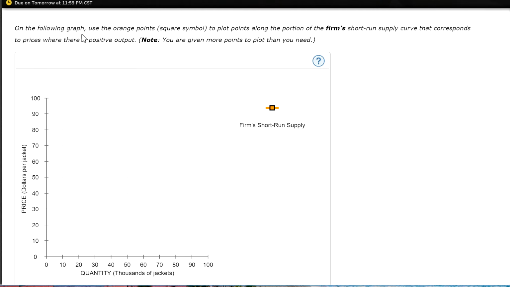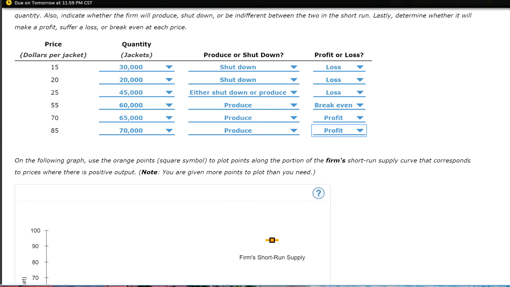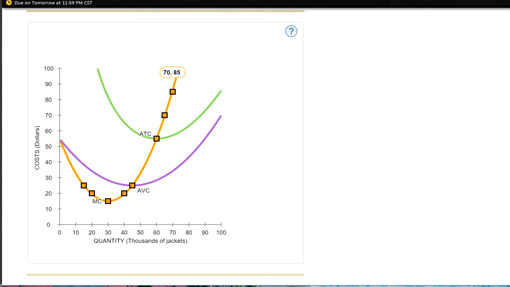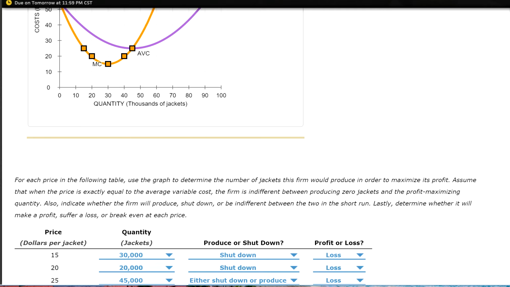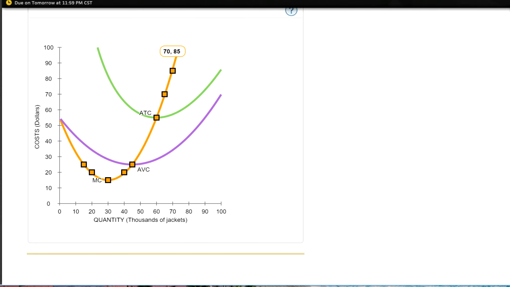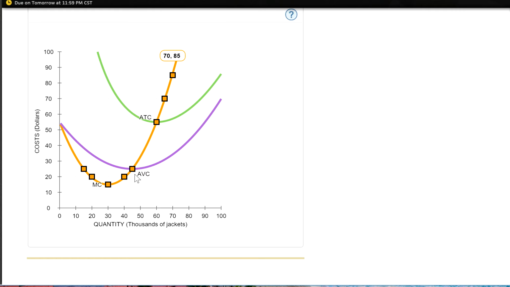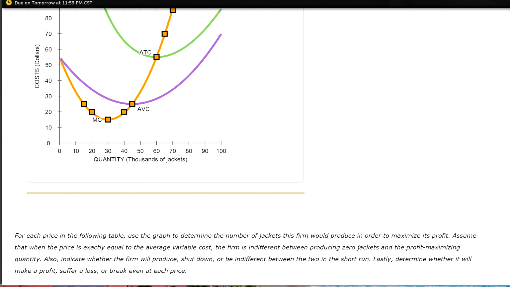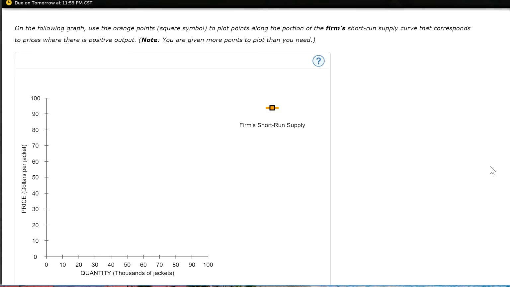On the following graph, use the orange points to plot the points along the portion of the firm's short-run supply curve that correspond to the prices with a positive output. For the short-run supply curve, you don't have to look at the table. That information is important, but we don't need it here. Just remember the short-run supply curve is any portion of your marginal cost curve, the orange line over here, that's above our average variable cost. So the short-run supply curve is your marginal cost curve above your average variable cost.